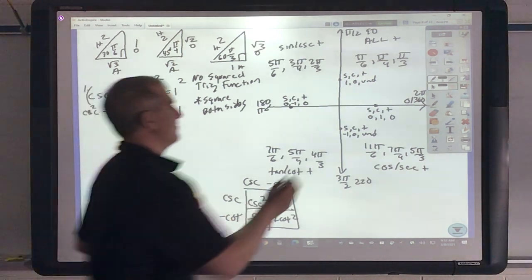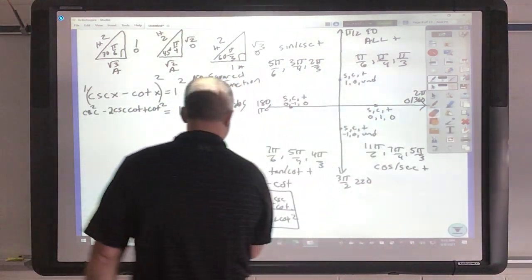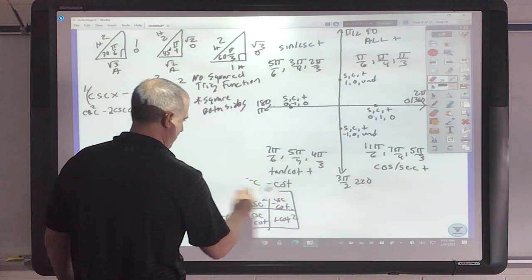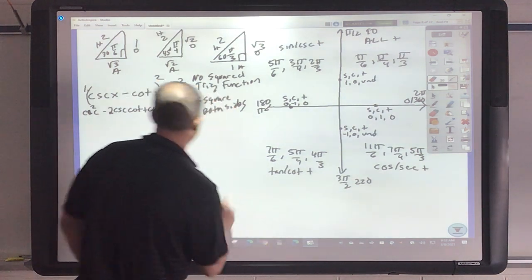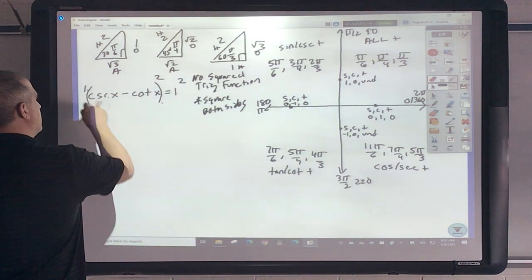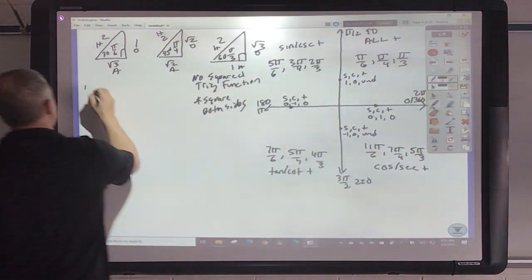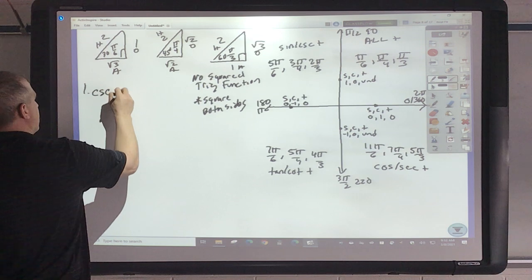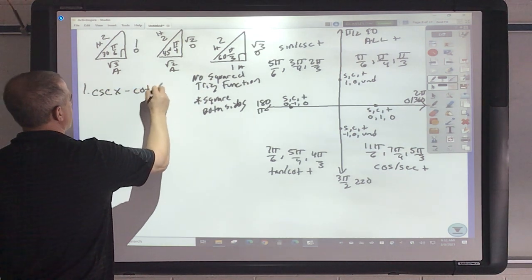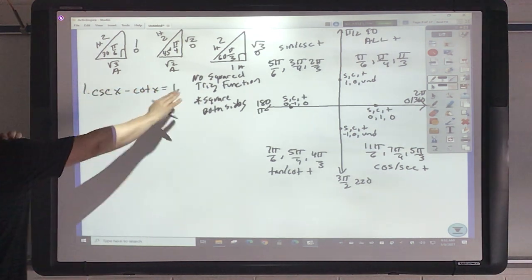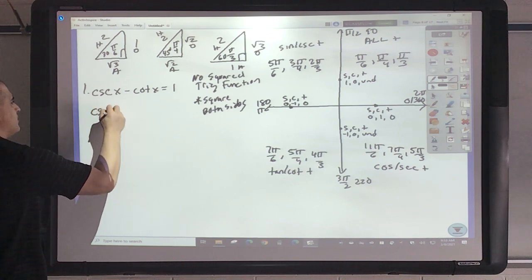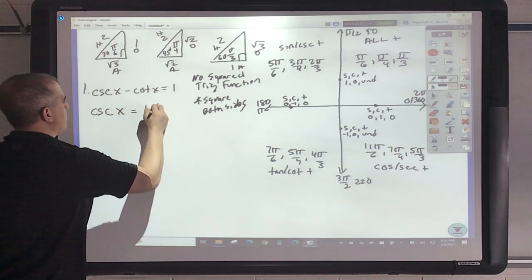You know what? Let's not do it that way. Let's do it a different way. Cosecant x minus cotangent of x equal 1. All right, before we square that, let's move that to that side. So I got cosecant of x equaling 1 plus cotangent.